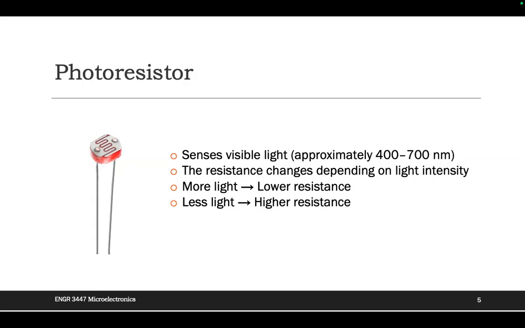What does that mean? Let me ask you a question. If you cover this photoresistor, what will the resistance become? Would it be zero? If you cover it, what does that mean? Will it sense more light or less light? Less light. Yeah, less light, so it will have higher resistance.